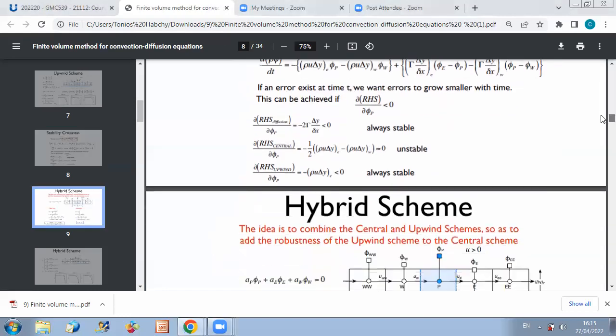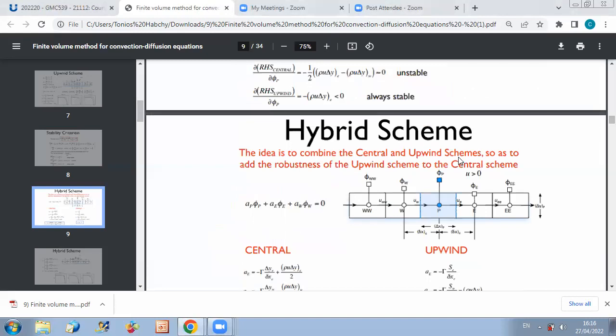The idea is the following. Let us do a hybrid scheme. The hybrid scheme will combine the central and upwind scheme in order to have a more robust model.